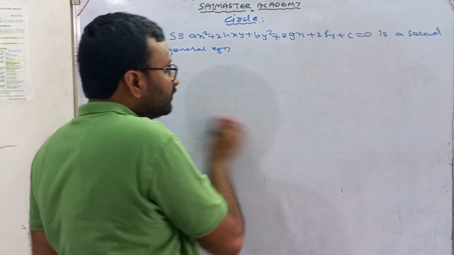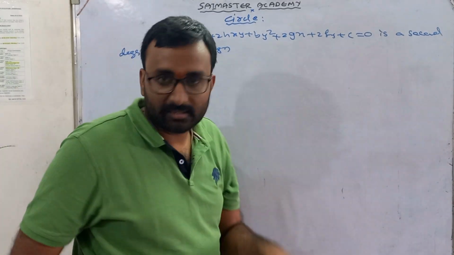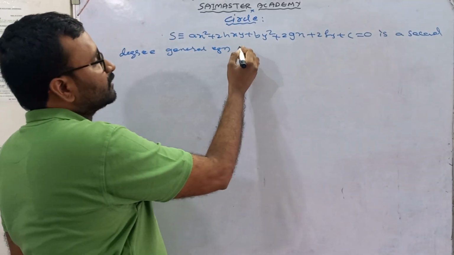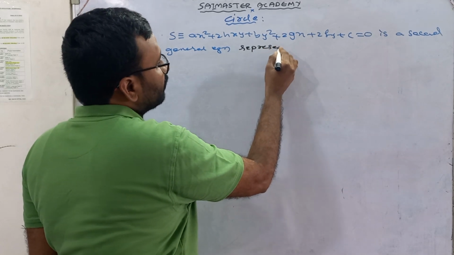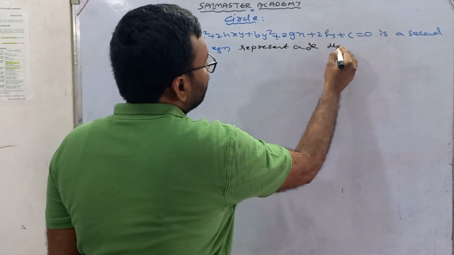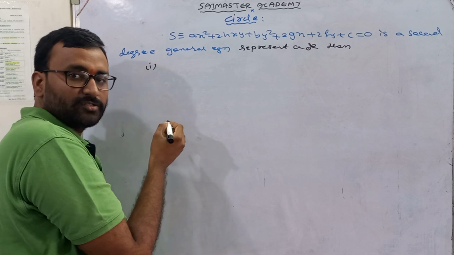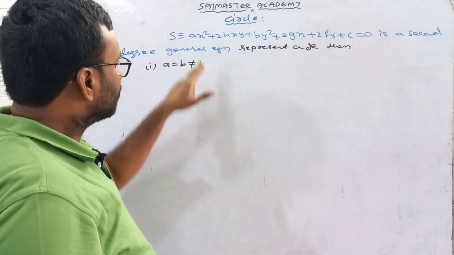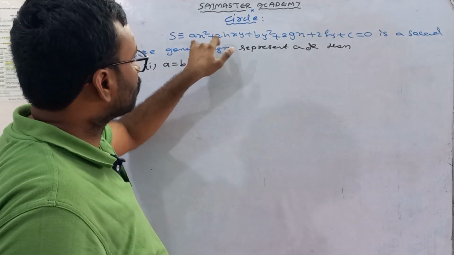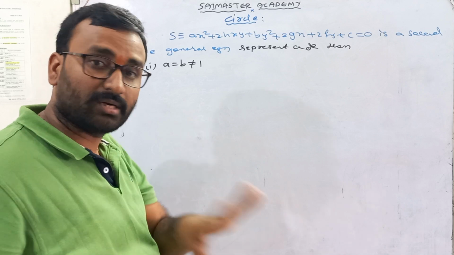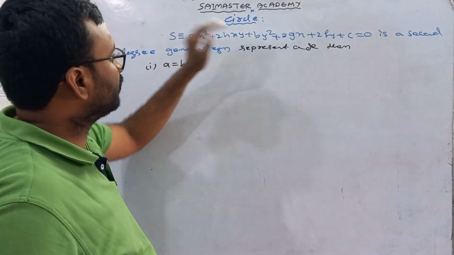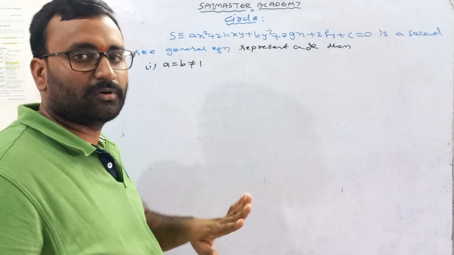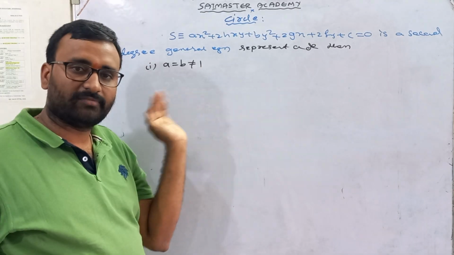Now, what are the conditions for this to represent a circle? That I will give you. S = 0 is a second degree general equation representing a circle. Then very important conditions. The first one is a = b ≠ 0. Means the x² coefficient and y² coefficient should be the same but not equal to 0. If equal to 0, this will vanish and this will vanish. That's why these two should be equal but not equal to 0. Maybe 2, 2, 3, 3, 4, 4, 5, 5, 6, 6 like that.